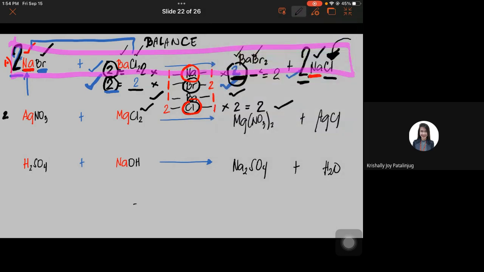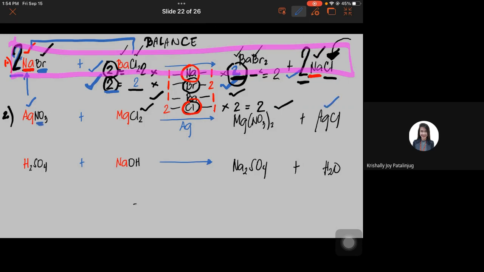Second, we have silver nitrate. Okay. Now, silver nitrate reacted to magnesium chloride, producing magnesium nitrate and silver chloride. So let's balance the chemical equation. So you have to list down. Ganun pa rin, list down the elements, the atoms of the elements observed in the equation. So you have silver at both sides. Ayan, silver, silver.